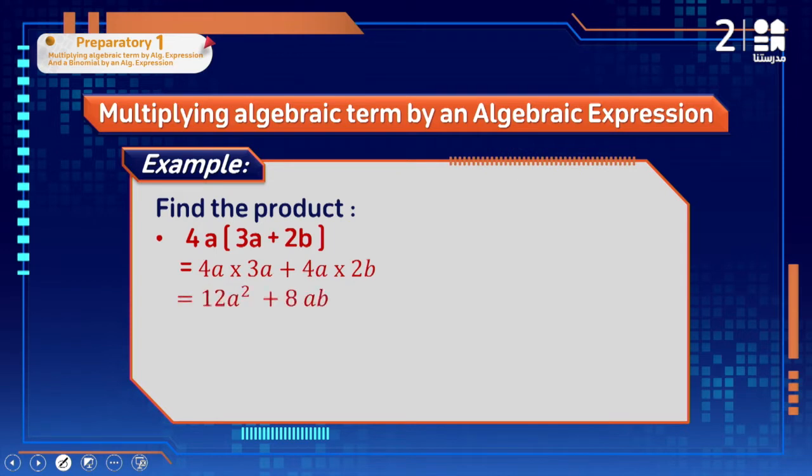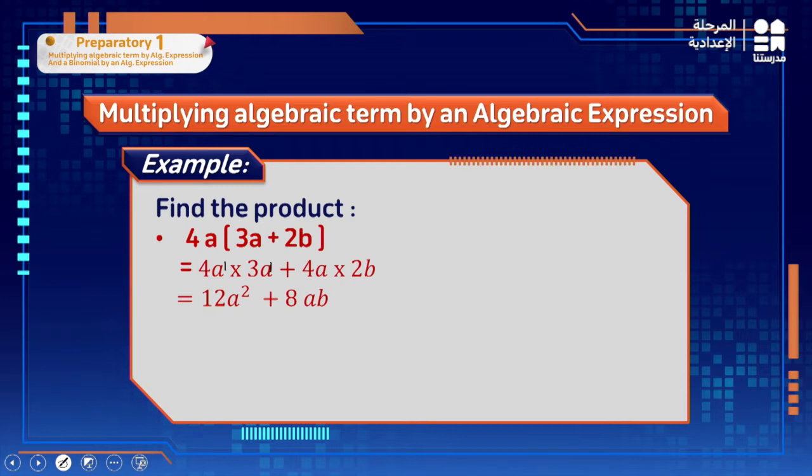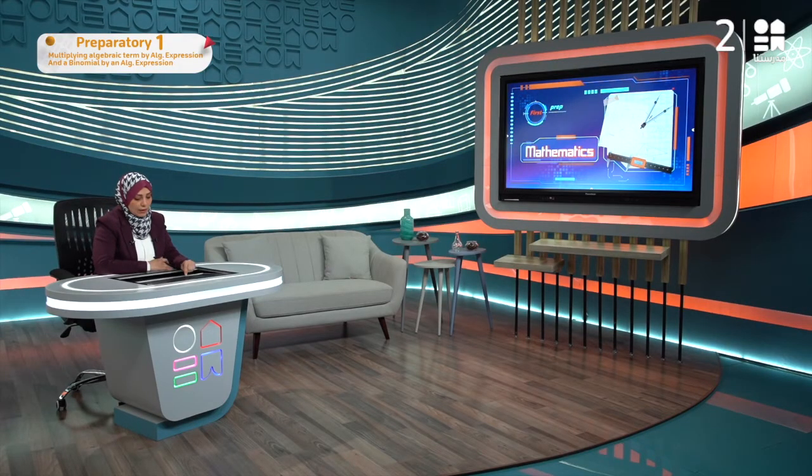Then multiply 4 times 3 is 12, and a times a is to the power of 1, as you know before. So a to the power of 1 times a to the power of 1 equals a squared, plus 4 times 2 is 8, then a times b, which is ab.